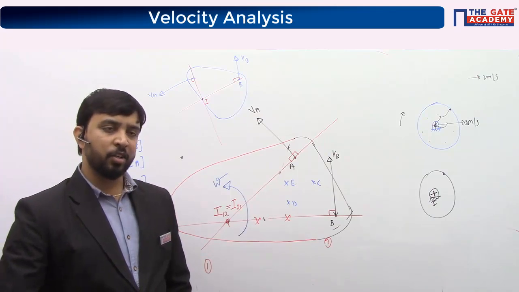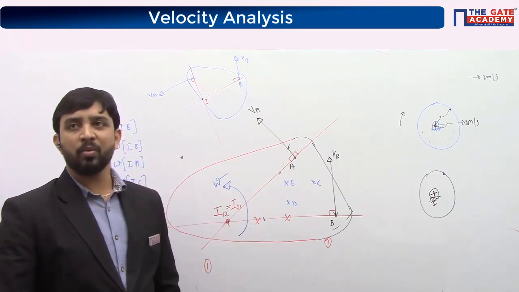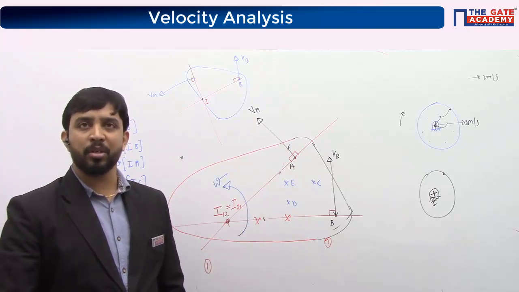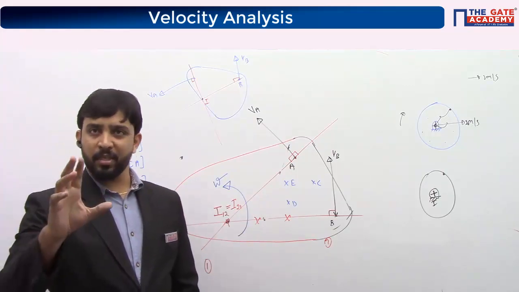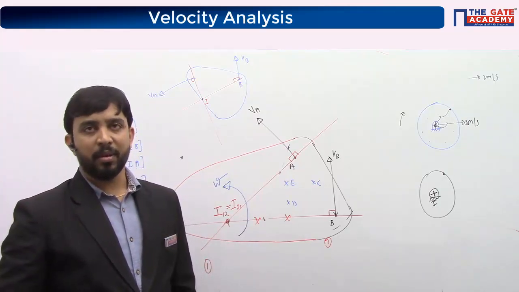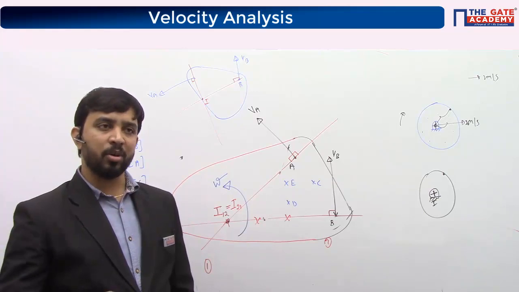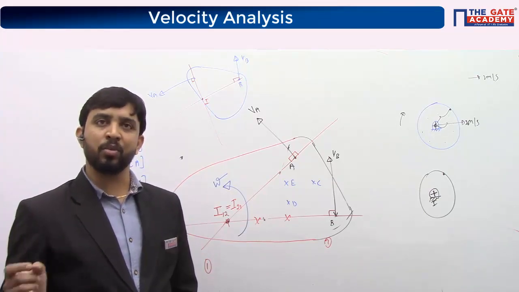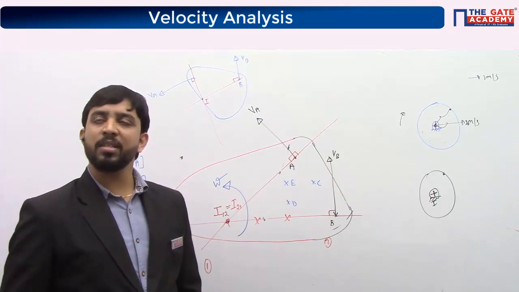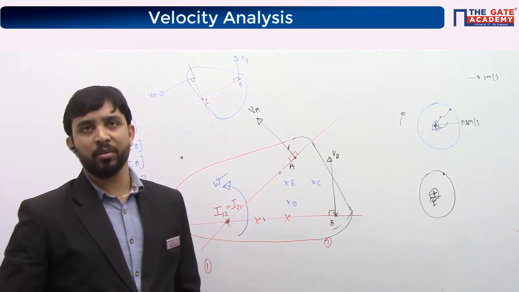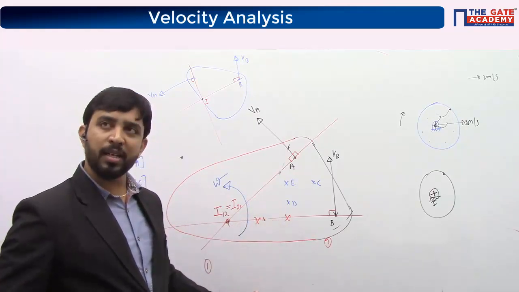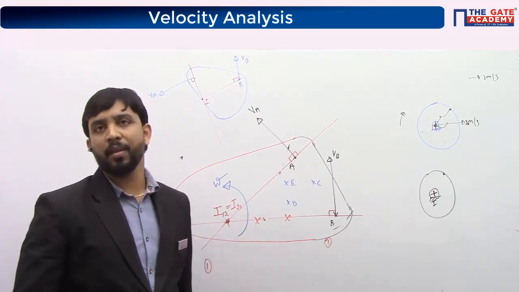The common I center for two bodies is a point on one body which has zero relative velocity with respect to a coincident point on the other body. The bodies can be anything. I just called them 1 and 2, it can be any number. I said it's a point on body 2 which has zero relative velocity with respect to a coincident point on body 1. In other words, it's a point on body 1 which has zero relative velocity with respect to a coincident point on body 2. Because this I center can lie anywhere. It can lie on body 1 or on body 2, or it can lie outside both the bodies.